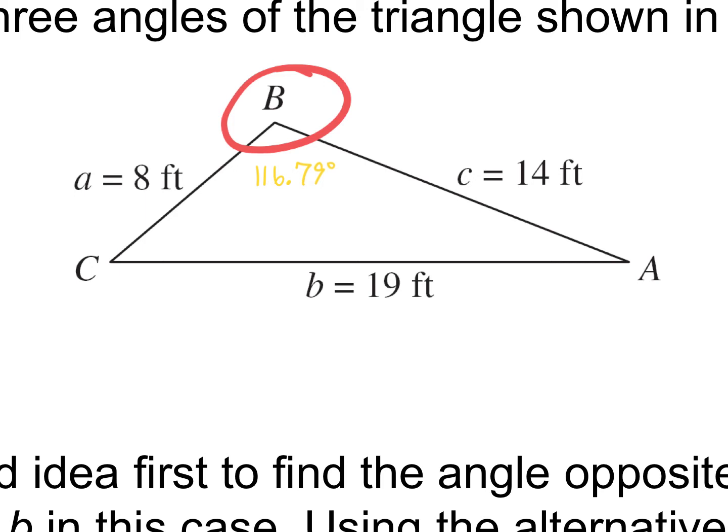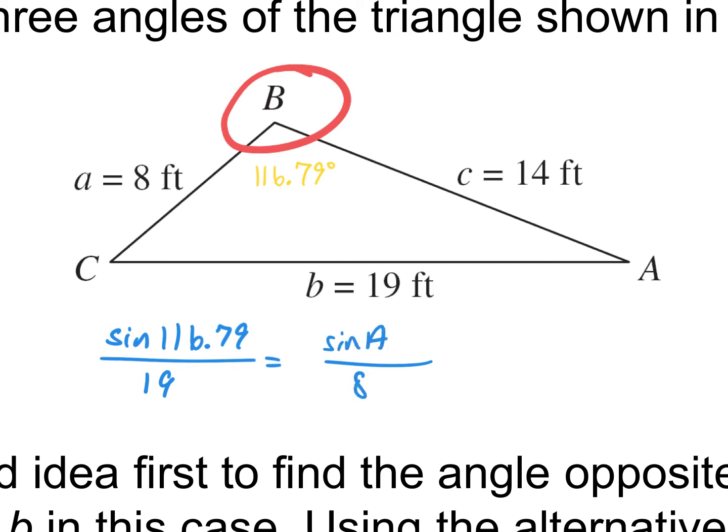The law of sines, right? Do I have an angle and its corresponding side? Yes. So I'm going to use the law of sines. I'm going to say the sine of 116.79 divided by 19, correct? Equals, what do you guys want to find? Doesn't matter. Okay? So sine of A over 8. Does everybody understand where I got those numbers from and all that?